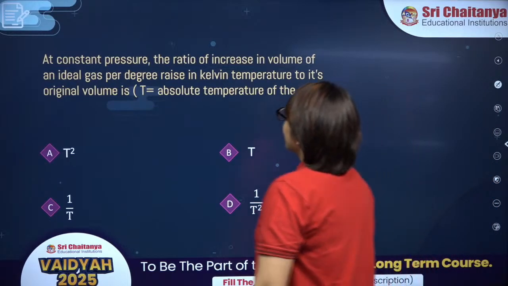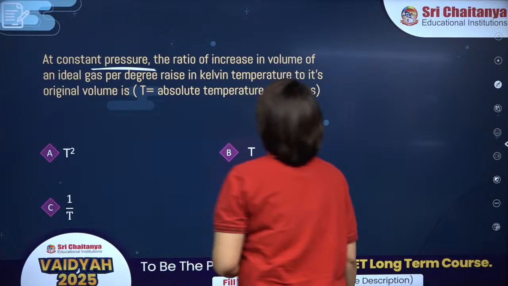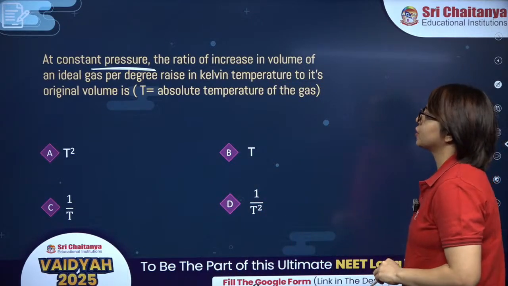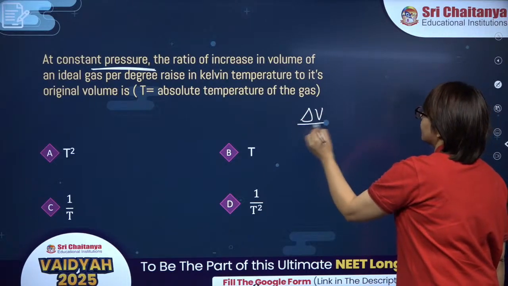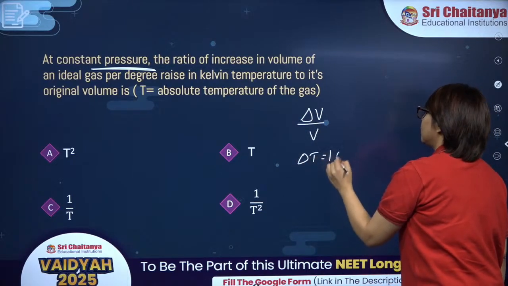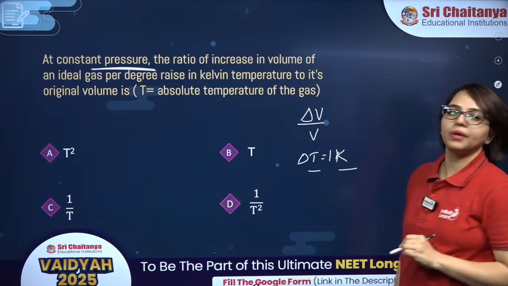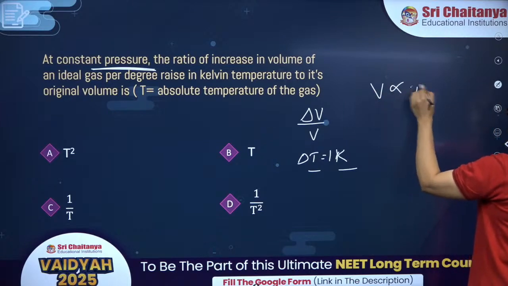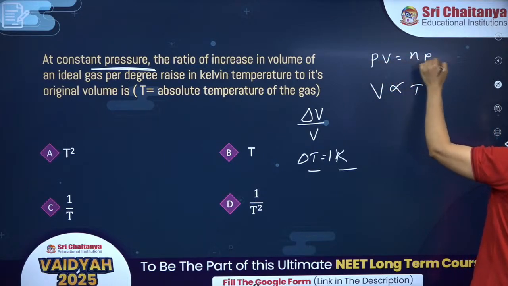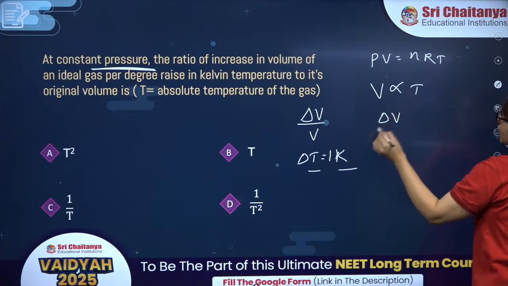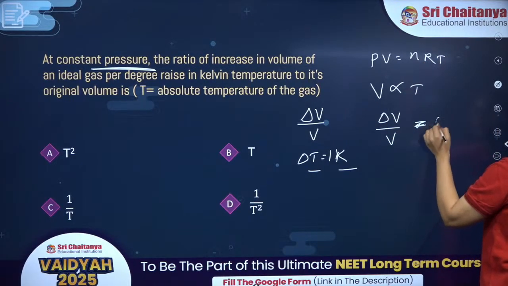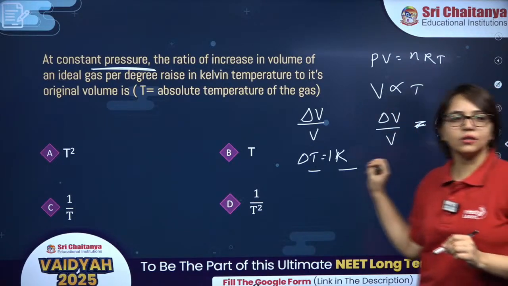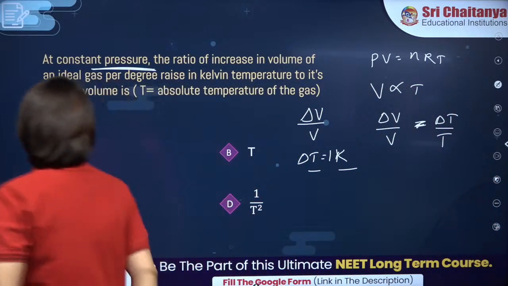Next is this one. At constant pressure, the ratio of increase in volume of an ideal gas per degree rise in Kelvin temperature to its original volume is. You have to find delta V upon V if delta T is equal to 1 Kelvin at constant pressure. Okay. So if pressure is constant, V is directly proportional to T, PV is equal to nRT. So basically delta V upon V should be equal to delta T upon T, right? We have to find this one, delta T is given as 1. Now you can identify the correct option over here.